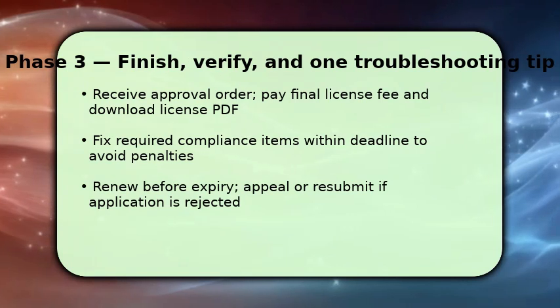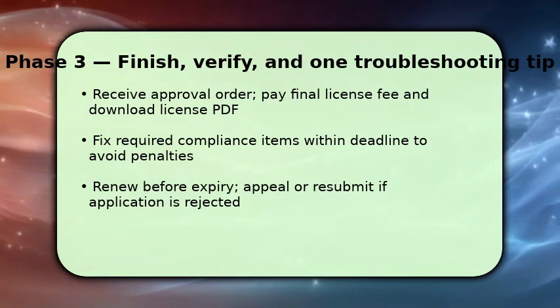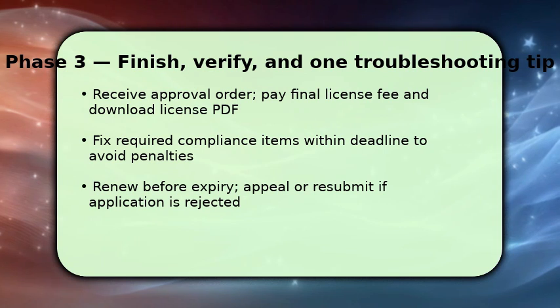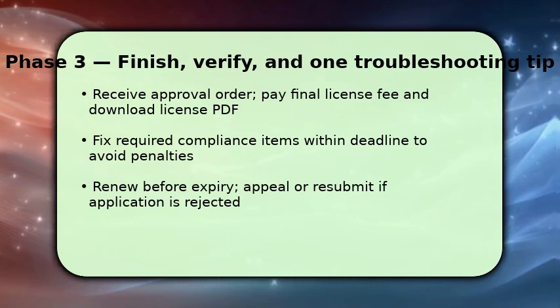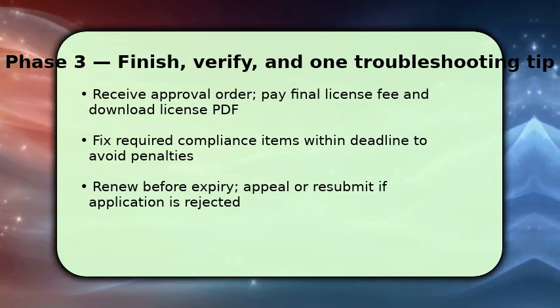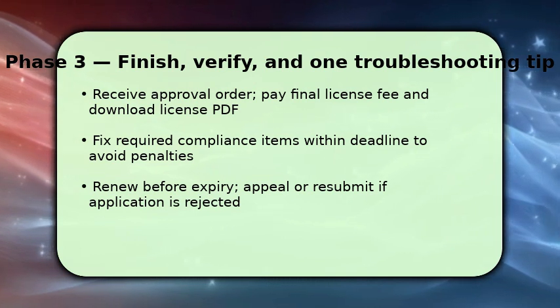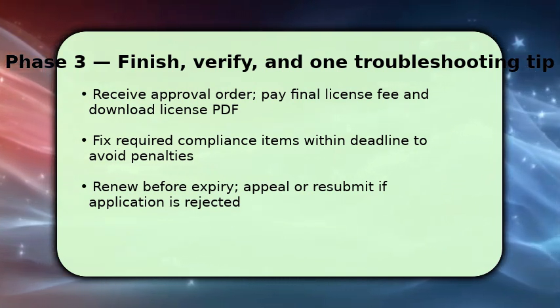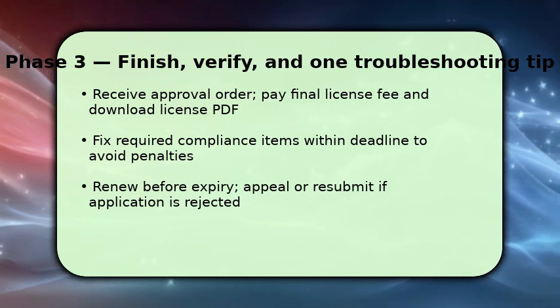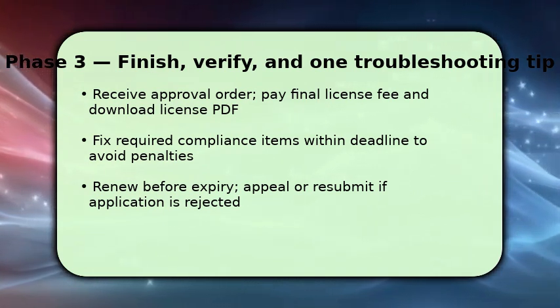Once inspection and verification clear, the municipality issues an approval order. You must pay the final fee and download the trade license PDF, print and display it at your premises. If inspectors note minor noncompliances, rectify them within the given deadline and submit proof. Otherwise, penalties or suspension may follow.